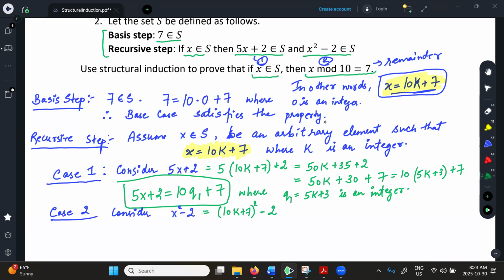Okay, now do this math. This is not going to be easy by any means. But let's open this. This will be 100k square plus 49 plus 2 times 10, 20 times 7, 140k minus 2. Okay, I need a plus 7 and everything else should be a multiple of 10. So I'm going to simplify.